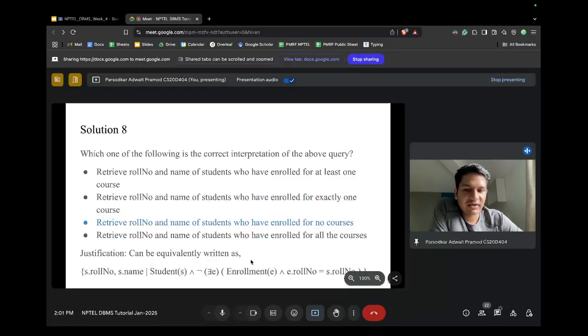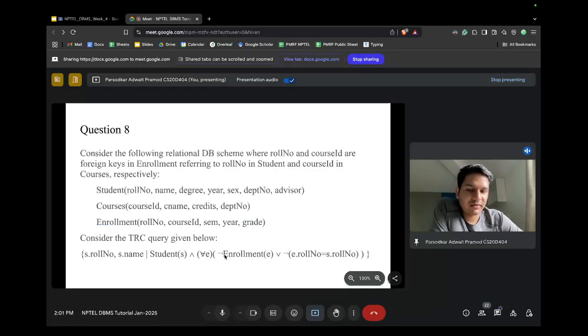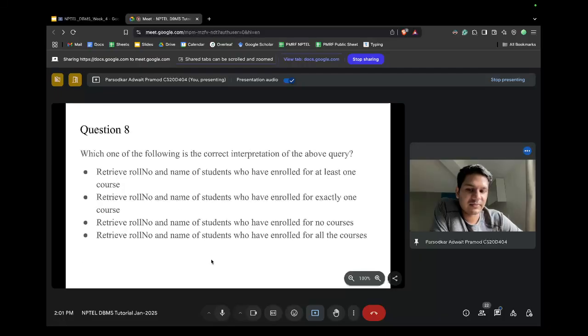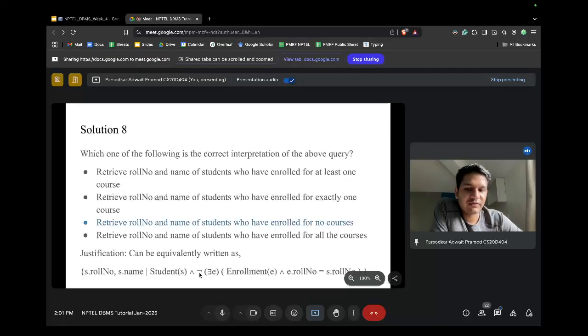So if I bring out the negation sign from here, not enrollment E would become enrollment E, and not E dot roll number equal to S dot roll number would become E dot roll number equal to S dot roll number. The OR sign would become an AND sign when we remove the not sign outside, and the for all E would become there exists E. So you would have not of there exists E such that E is an enrollment and E dot roll number equal to S dot roll number.